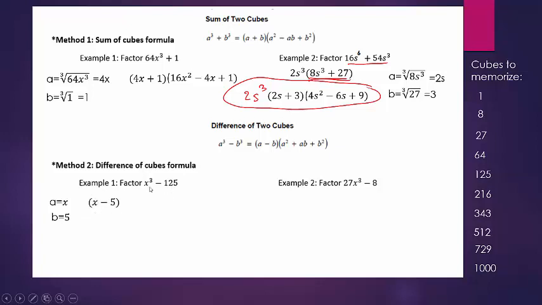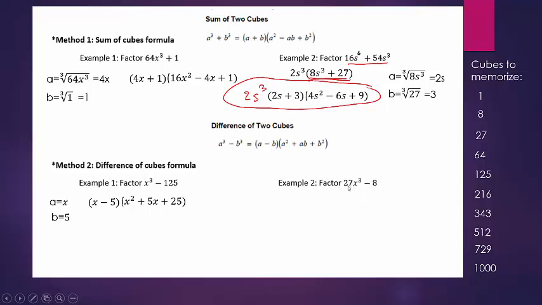So then we want to set up our formula. A minus b, a squared. This time it says plus bx, which is 5x. And then it'd be plus b squared, which is 25. And then we'll just do one more.